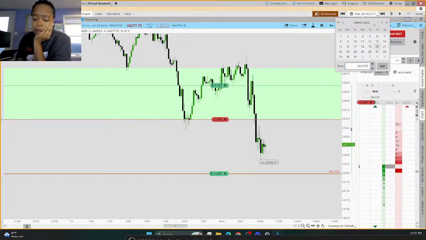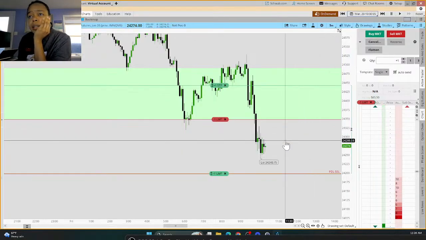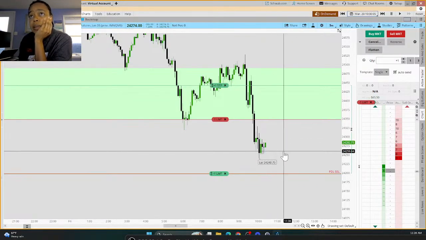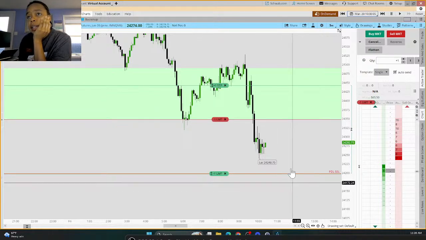Let's push this to 10:30. Taking a trade at the base of something at the bottom of the range is just crazy to me. This looks like a one-to-one trade, doesn't it?